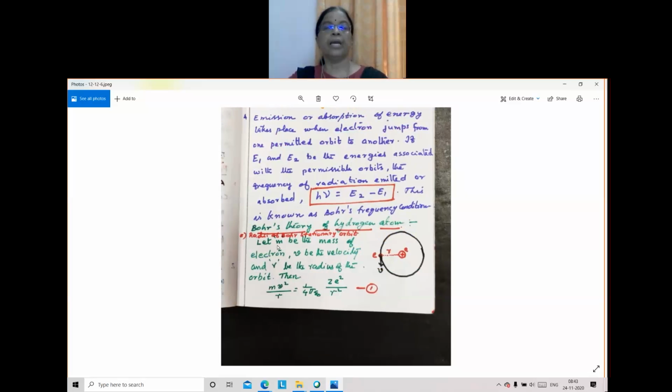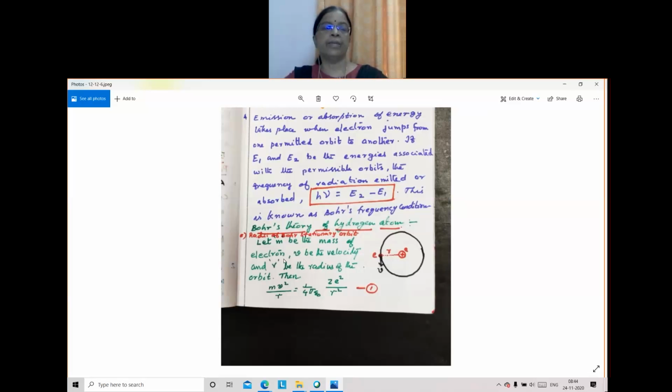Here Bohr explained only the hydrogen atom. So, Bohr's theory of the hydrogen atom. First we can calculate the radius. This is a very important derivation: calculating the radius, velocity, frequency, and energy of the electron in its orbits. All are calculated in the derivation part. So first we calculate the radius.